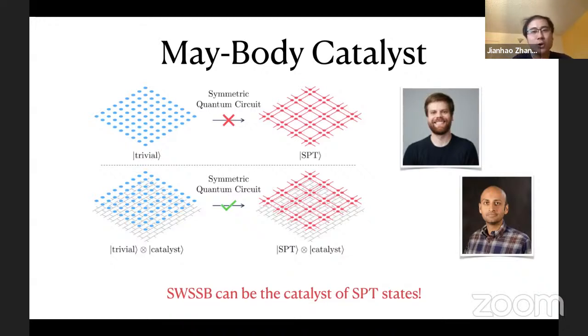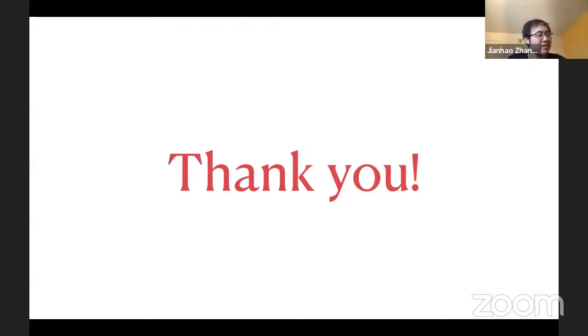So as an analog to chemistry, we introduce the concept of many-body catalysts that prepare an SPT state from a trivial product state by a purely symmetric quantum circuit. It seems impossible, but it happened in our paper with David, Stephen, and Rahul Nandkishore. In particular, we see that strong to weak SSB is a very ideal catalyst to prepare the SPT state from a trivial product state, and the whole state preparation procedure leaves the catalyst invariant. Okay, that's all for my talk today. Thanks for your attention.